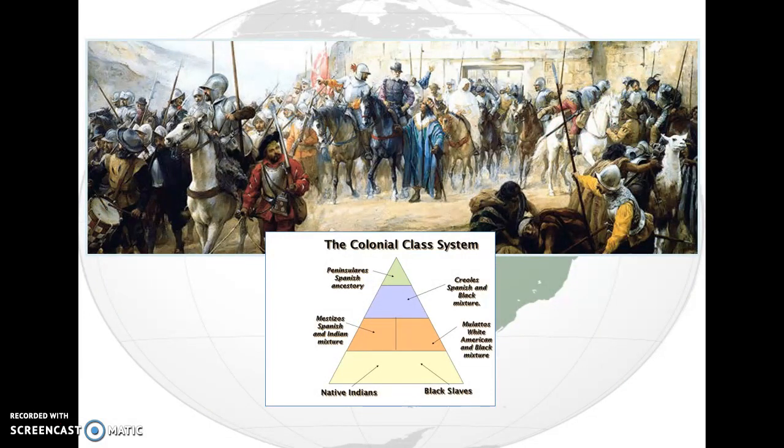Alright, with the class system, with the rigid class structure, remember rigid means strict, not flexible. You had the viceroys and the colonial officers at the top. Below them you had the Creoles, a person of European or mixed Spanish or French and black or native descent born in the West Indies or Spanish America. Then you had the mestizos, a person of mixed racial ancestry, especially European and Native American. And then you had African slaves, or you could also have Indian slaves there as well.